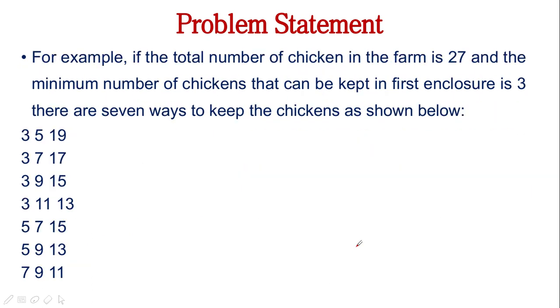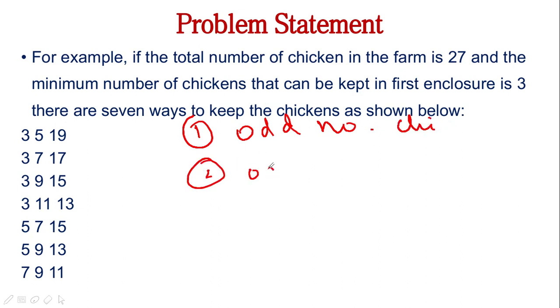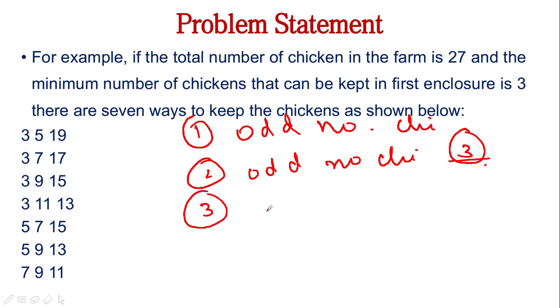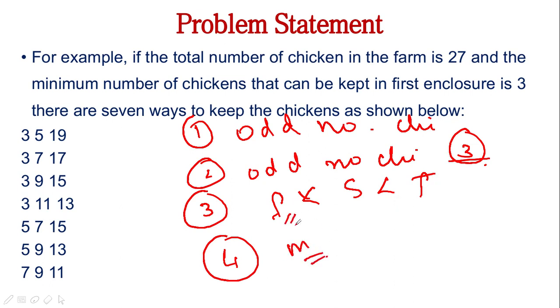This is the question. So when you look at the constraints of the problem, the first constraint is an odd number of chicken in the farm itself. The second is an odd number of chicken in each enclosure, and only 3 enclosures are there, that is not a variable. The third is the relationship between the enclosures: the first capacity is less than the second, which is less than the third. Also we will be given the number of chicken that can be put in the first enclosure.